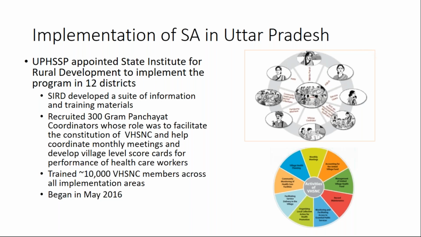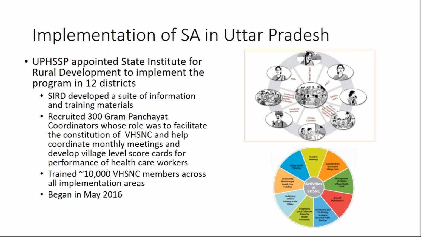So the goal here was to reach a very large number of individuals through social accountability. The State Institute for Rural Development essentially developed a suite of information and training materials that would be used in these 12 districts. Our study, which I'll tell you about on the next slide, will focus on 2 of those districts specifically, but I just want you to appreciate at the outset the fact that this implementation of social accountability was really run by the state, and it used existing agencies within the state to roll it out.